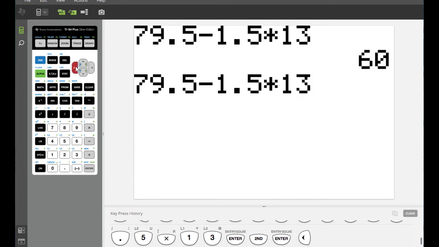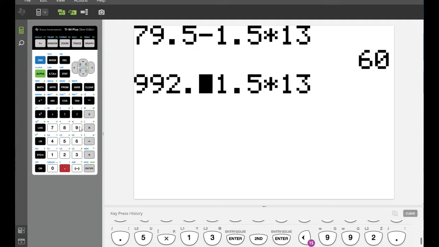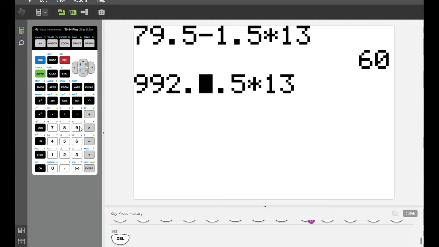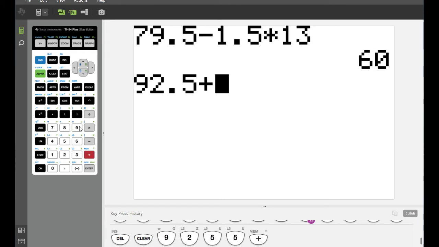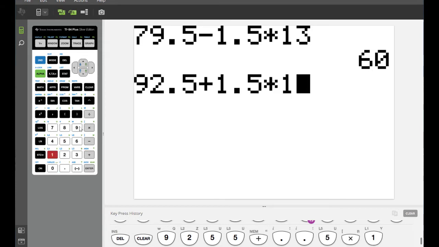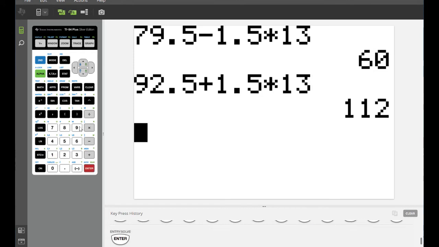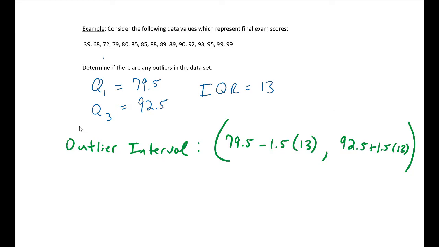We are going to do 92.5 plus. Let's do that again. 92.5 plus 1.5 times the IQR of 13. And we get 112. So 60 and 112 are the bounds of this interval. So this outlier interval goes between 60 and 112.